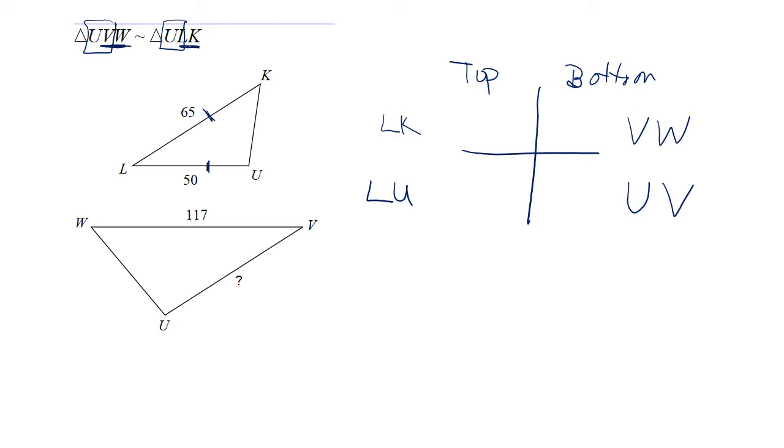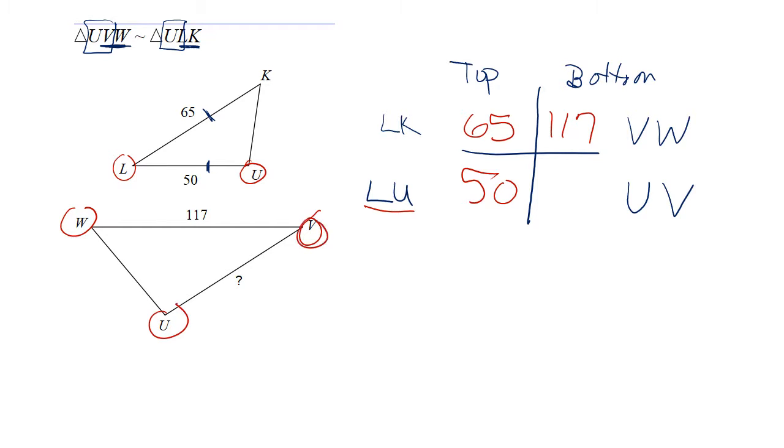I look at LK, because that's going to go into that box. LK is 65. This box needs to be VW. Let's find VW. VW is here. That should be 117. All right, now I find LU. LU is right here. That would be a 50. And now UV. UV is right here. That's my unknown. So I'm going to use an X to represent my unknown.